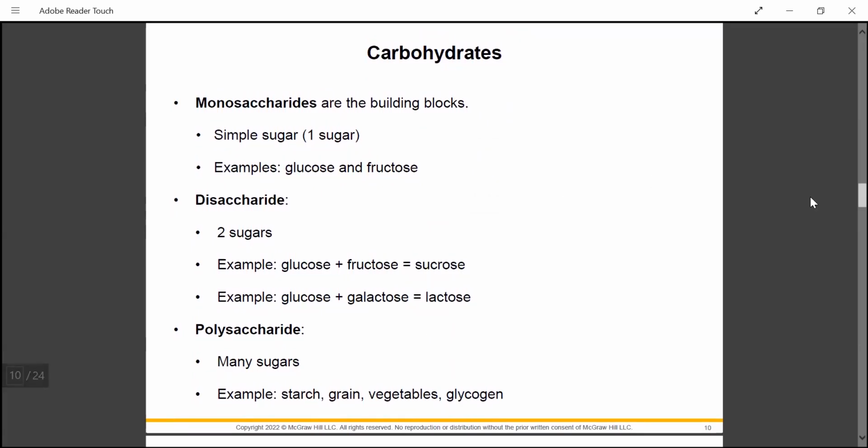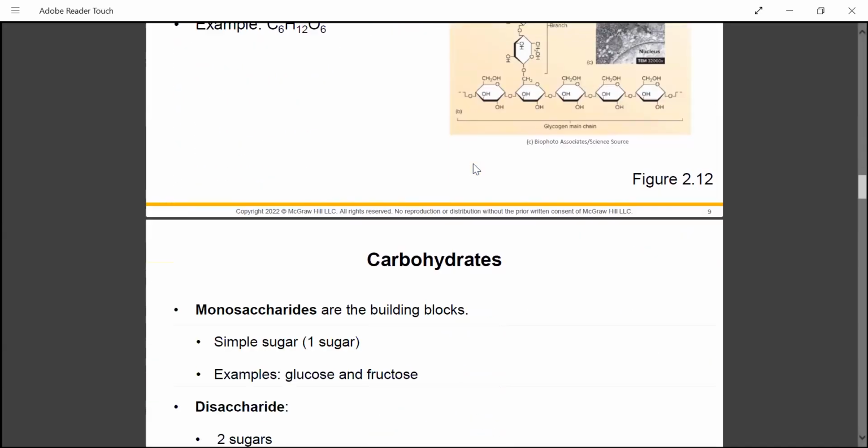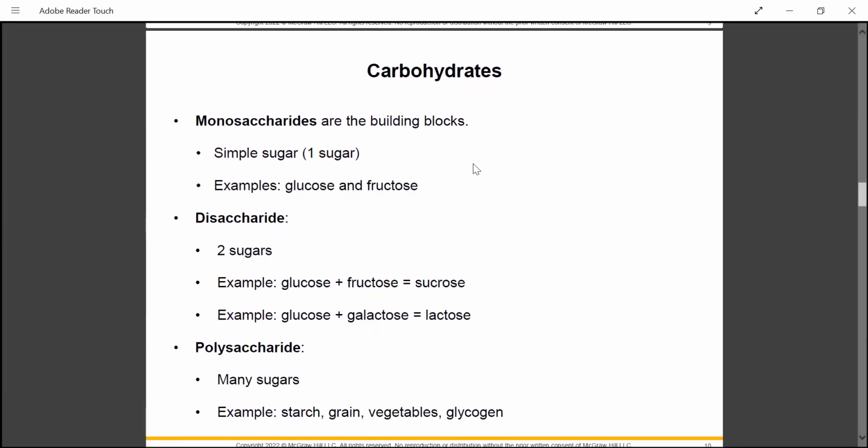Okay, so when we talk about carbohydrates, we classify them by the amount of sugars that exist. Our monosaccharides are the most simple form of our carbs. They just have one sugar. Examples here are glucose and fructose. You see there's just one carbon ring, so they're just one sugar. So they are building blocks. We can put together our monosaccharides to create our disaccharides or our polysaccharides.